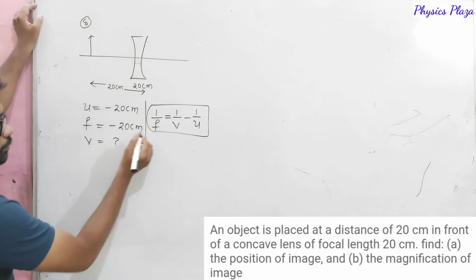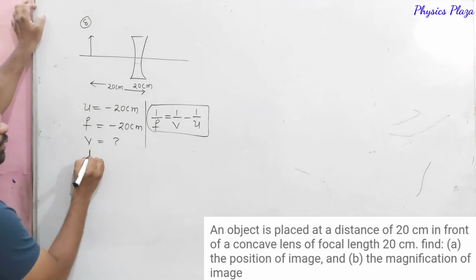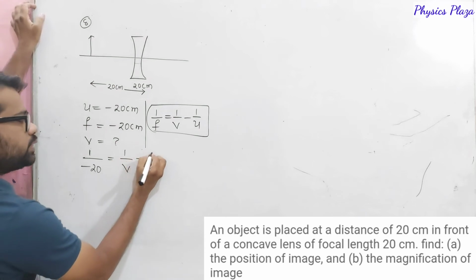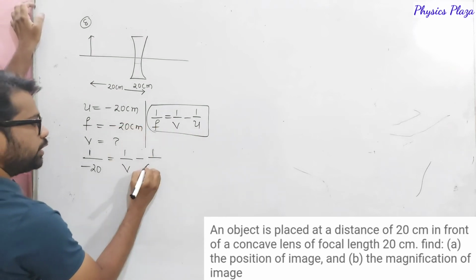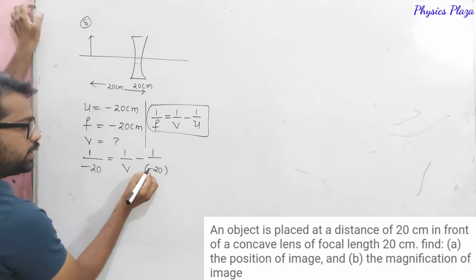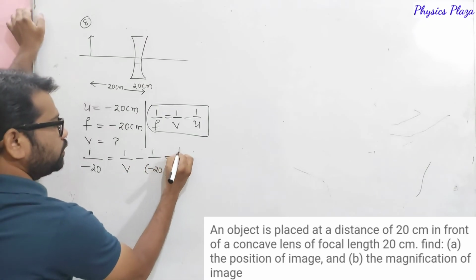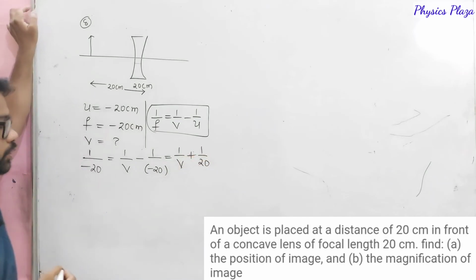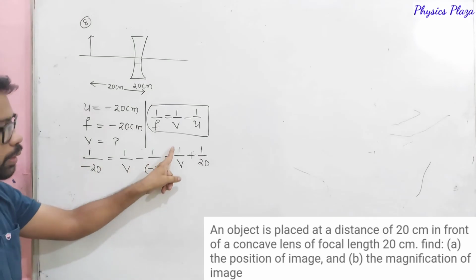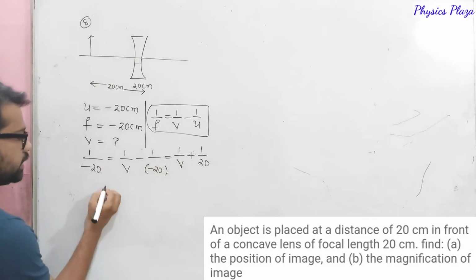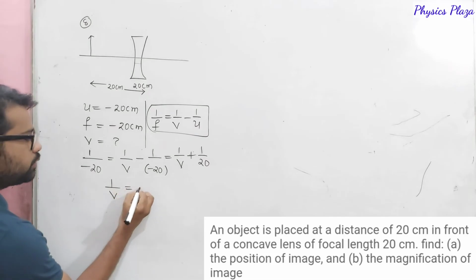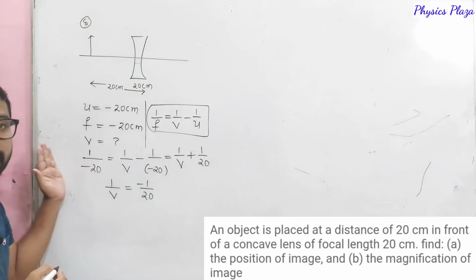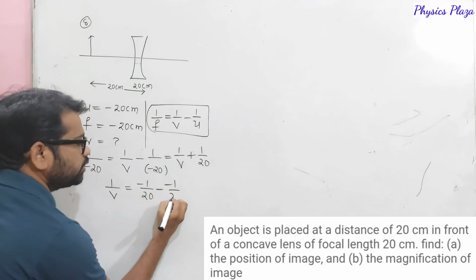Okay. Now look at here. Substitute the values: 1/(−20) = 1/v − (1/u), where u is minus 20, don't forget that, minus 20. Children, minus of minus is plus, so it is 1/v + 1/20. So here 1/(−20) = 1/v + 1/20. Now let us rewrite like this. 1/v = −1/20, and when this +1/20 is brought to the left side, it will become −1/20.